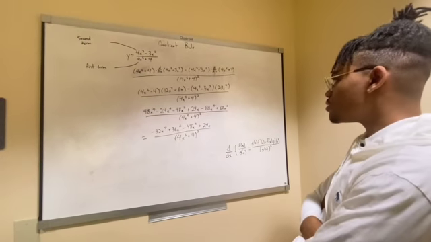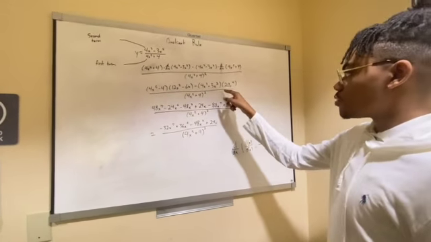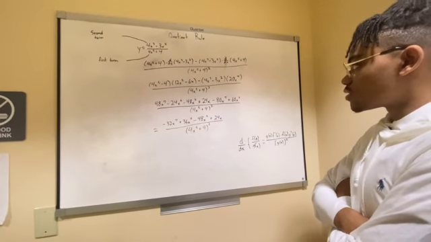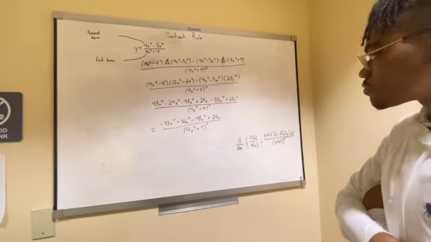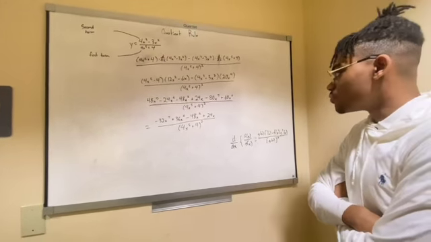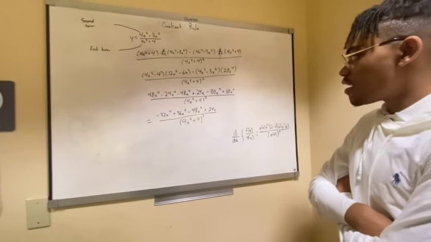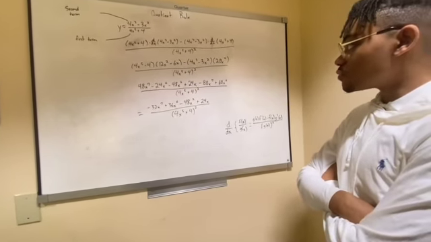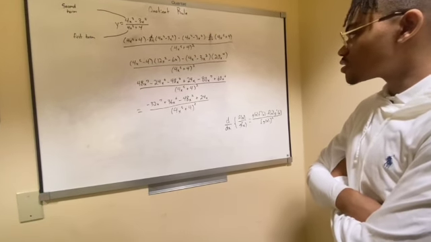And then for this, you multiply 20x to the 4 times negative 4x cubed, which would give you negative 80x to the 7. And then you multiply 20x to the 4th by positive 3x squared, which will give you 60x to the 6.